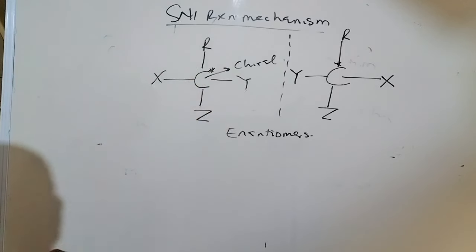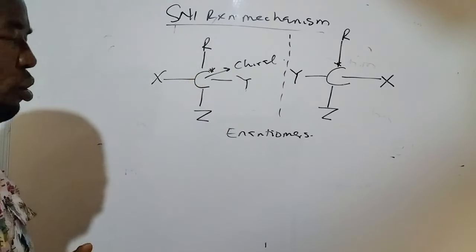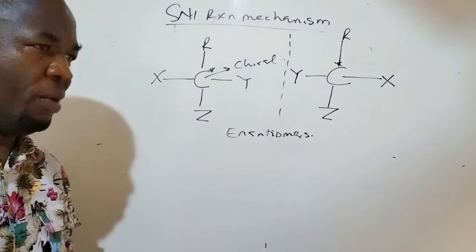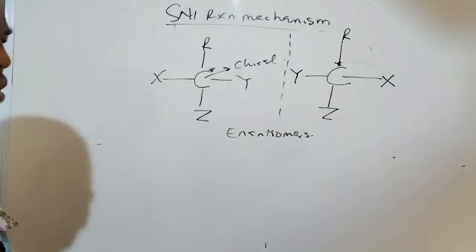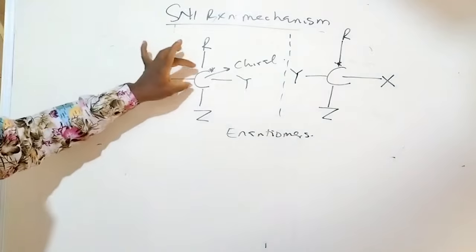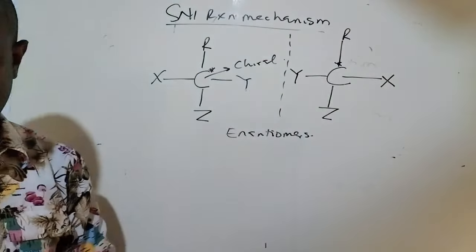4 different groups. And mind you, in organic chemistry, carbon is not the only element that can form a chiral compound. Elements like nitrogen and phosphorus can also be at the center to form a chiral compound.